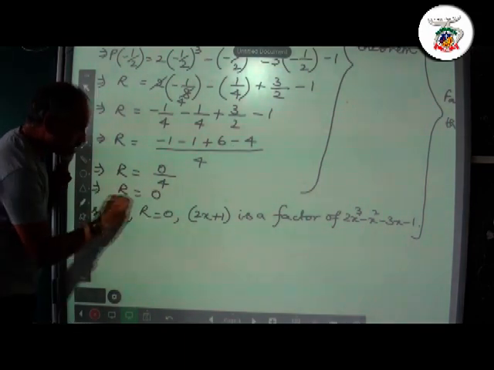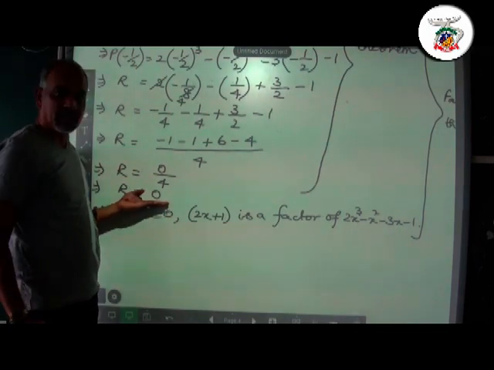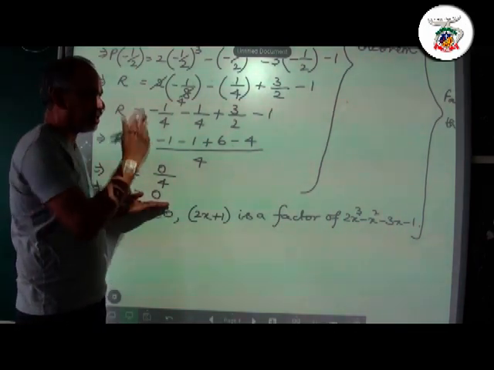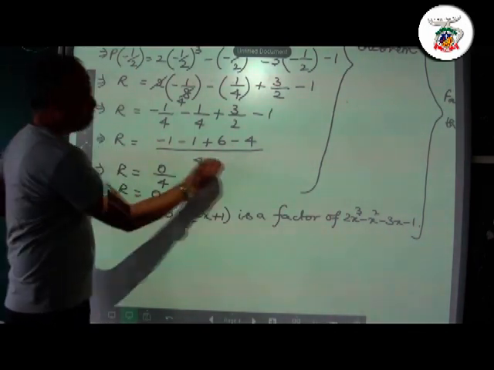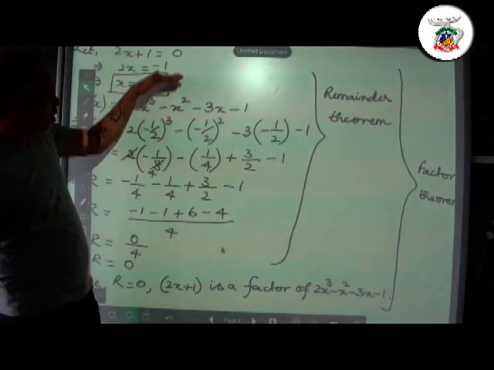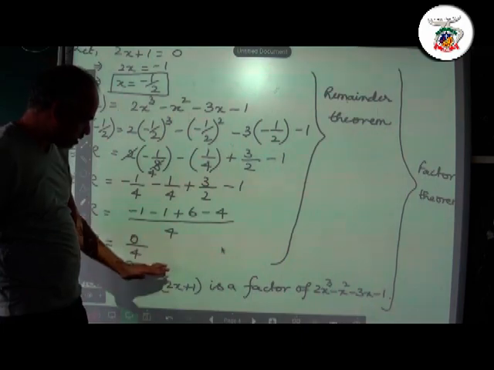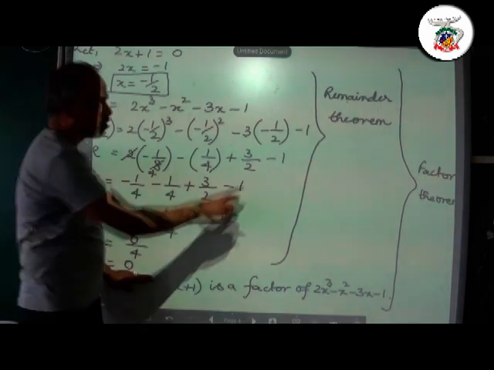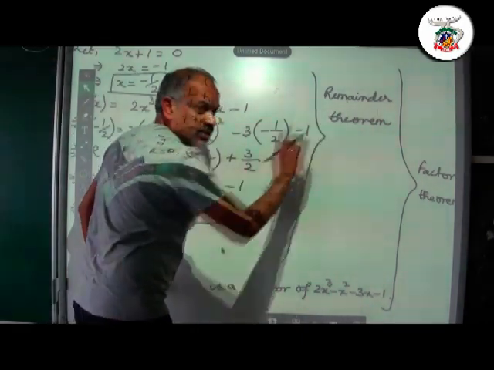Till here, finding the remainder is called the remainder theorem. So I have written this here. See this? From here, whatever we have done, till here, finding the remainder is called the remainder theorem. Right?